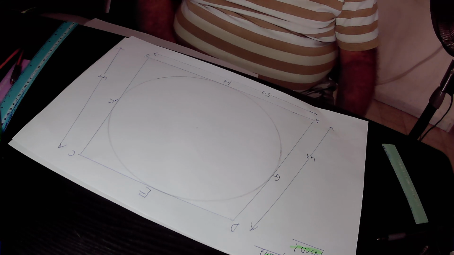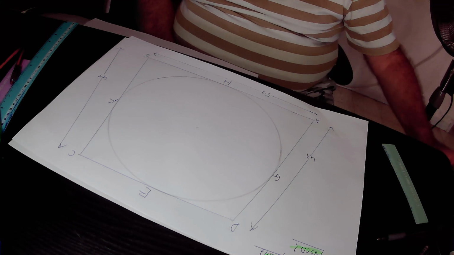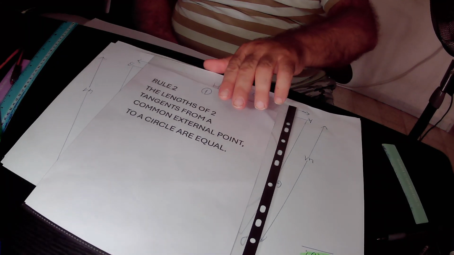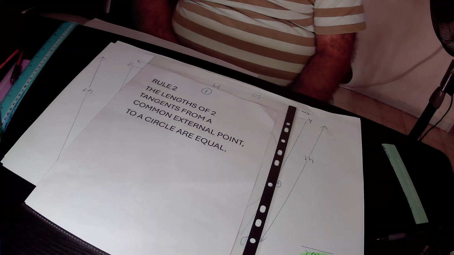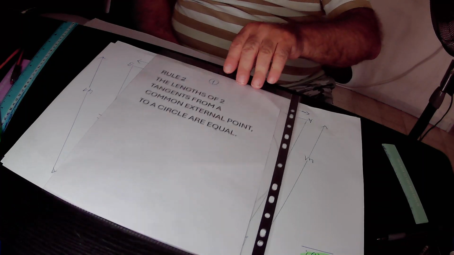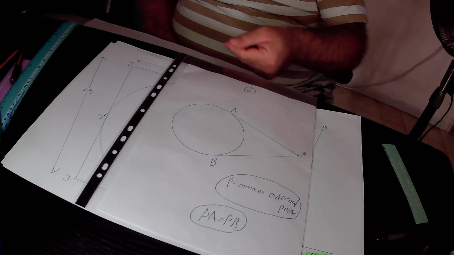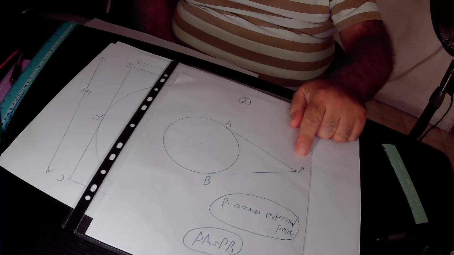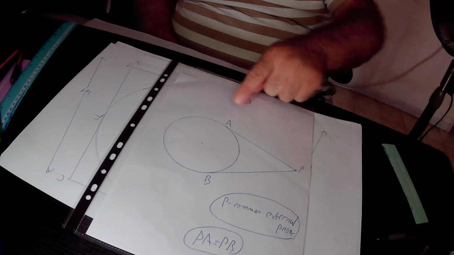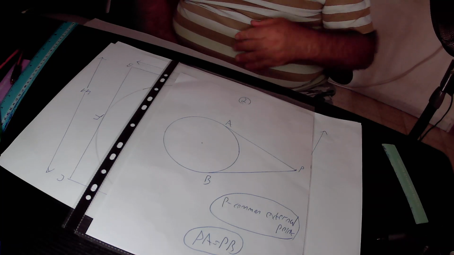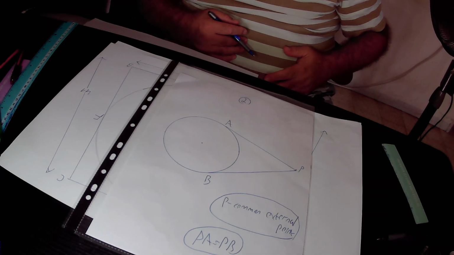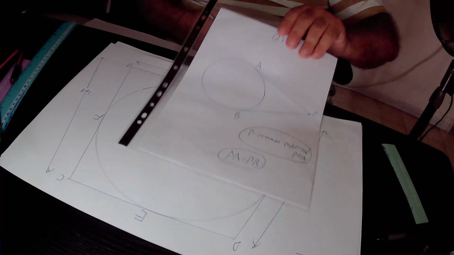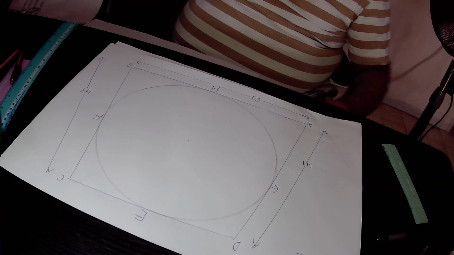So here we can implement rule 2. I'll repeat quickly on rule 2. According to rule 2, the lengths of two tangents from a common standpoint to a circle are equal. In the drawing we have a circle. This is the common standpoint, point P. From this common standpoint, point P, we have two tangents to this circle, tangent PA and tangent PB. And according to rule 2, they are equal to each other. That is to say, PA equals PB. So we can actually implement rule 2 in our drawing.